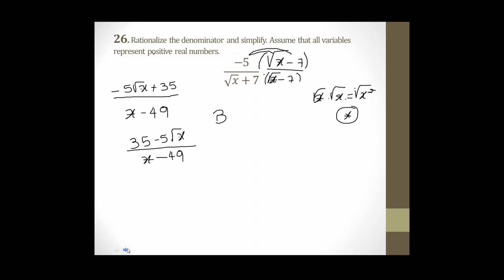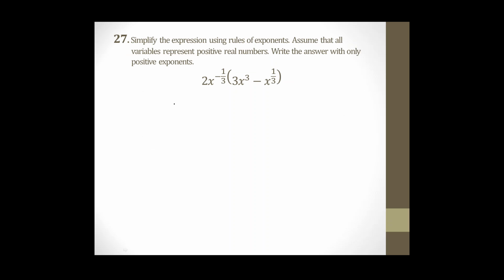Okay, so let's go to question number 27. Wow, that looks like a lot of work, but I'm going to tell you right now, it is not. Same thing. First, distribute here. The rule is when you multiply exponents, you multiply them. So 2 times 3 gives me 6, and then I have x to the negative 1 over 3 plus 3. 2 times negative 1 is going to be negative 2. I'm going to have x again, to the negative 1 over 3 plus 1 over 3.